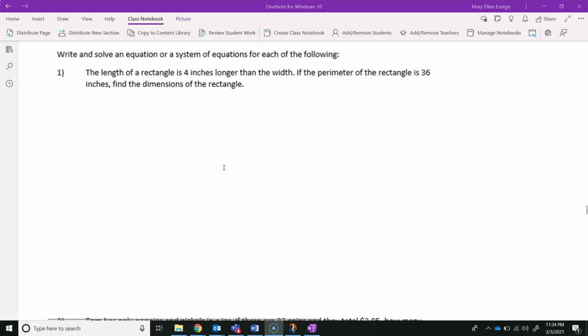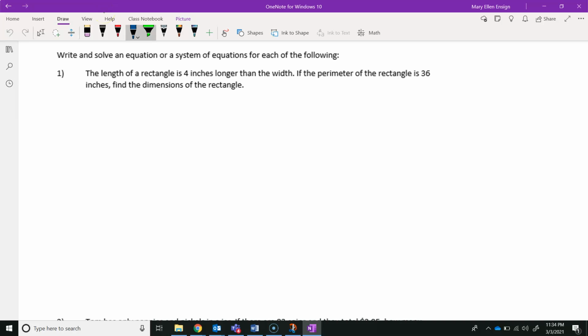Okay, so let's go ahead and try another few problems here. We have: the length of a rectangle is 4 inches longer than the width. If the perimeter of the rectangle is 36 inches, find the dimensions of the rectangle. So again, we need to start out by knowing what we're being asked to find. We're being asked to find the dimensions of the rectangle. In other words, the dimensions mean the length and the width. Okay, that's what that means. So those are the two things I'm looking for.